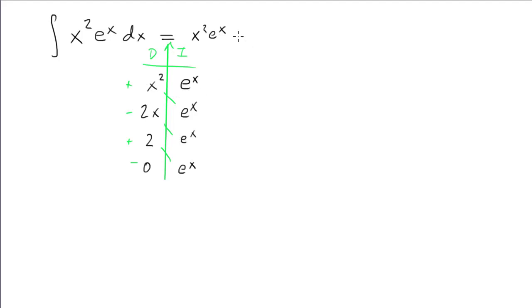Minus 2x e to the x plus the 2e to the x, and the last line is my new integral. Integral of 0 is a constant. All other integration techniques are reduced to one of these two.